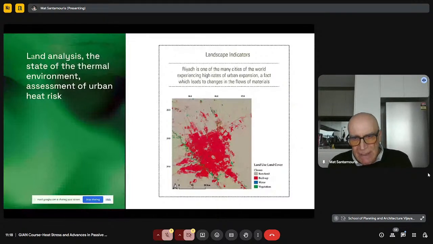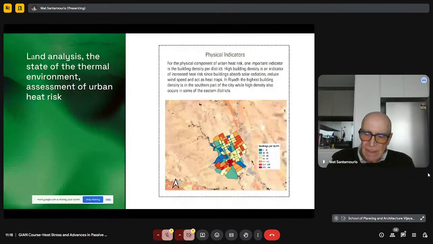Once we had a very clear understanding of the climatic conditions, and of course, this was a little bit more detailed because we had a full mapping of all the neighborhoods of Riyadh during the whole year and during all the synoptic climatic conditions, we concentrated on landscape indicators. Riyadh is one of the many cities in the world experiencing high rates of urban expansion. This is something that leads to changes in the flows of materials. So we collected all the landscape indicators.